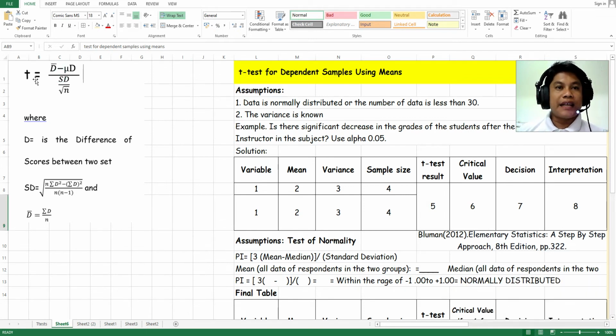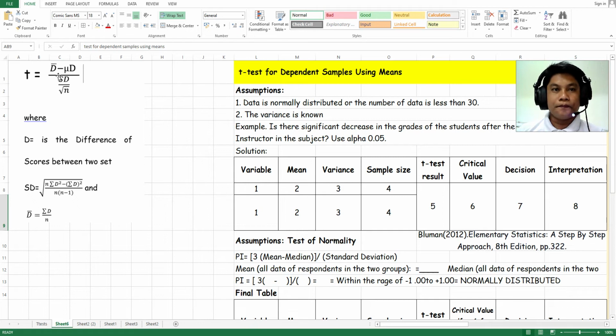Okay, so for the t-test, this is the formula. We have here t is equal to d bar minus mu d over sd over square root of n. The d bar is the mean of the difference because you have to get the difference of the scores before and after, or the pre-test and post-test. And then the mu d is the difference assumed from the population. But if the mu d, or the difference in the population, is not given or not known, we assume this as 0. So that's why sometimes we will use only d bar minus 0 over sd over square root of n.